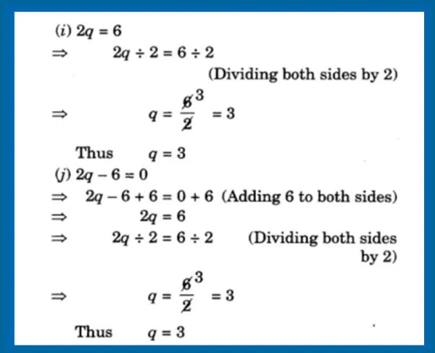Next, J subdivision, 2q minus 6 is equal to 0. In that, first we have to add 6 to both sides. Since we are having minus 6 on our LHS, we are adding with 6. It becomes 2q minus 6 plus 6, which is equal to 0 plus 6. In LHS, minus 6 and plus 6 will be getting cancelled and it becomes 2q. Our RHS is 0 plus 6, that is 6.